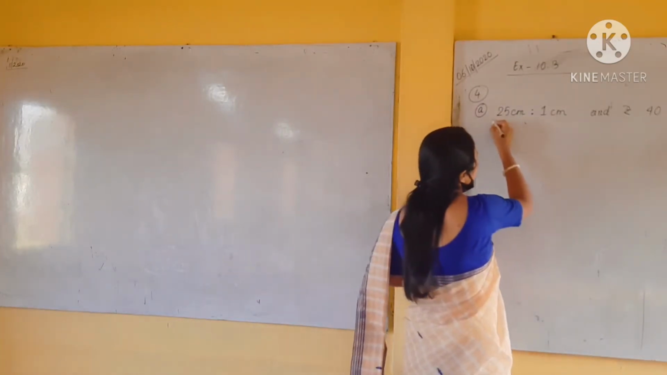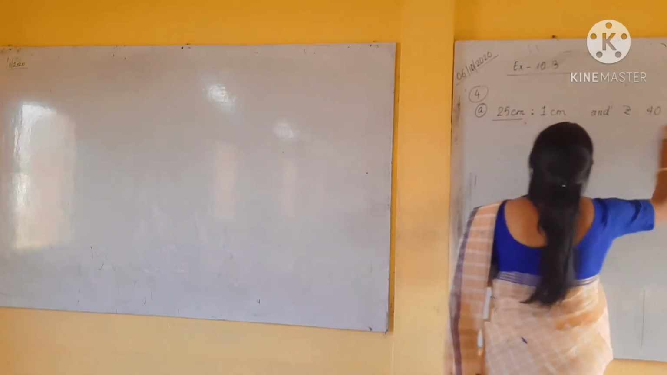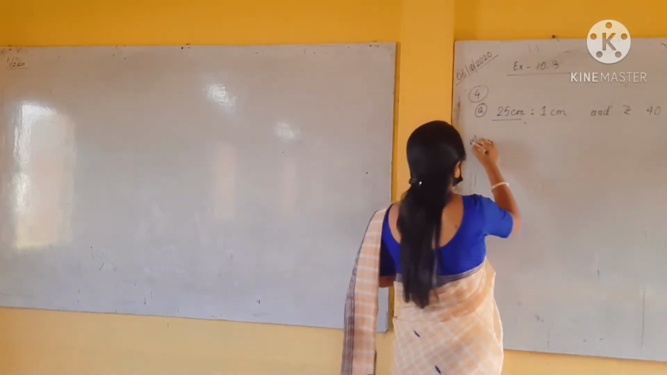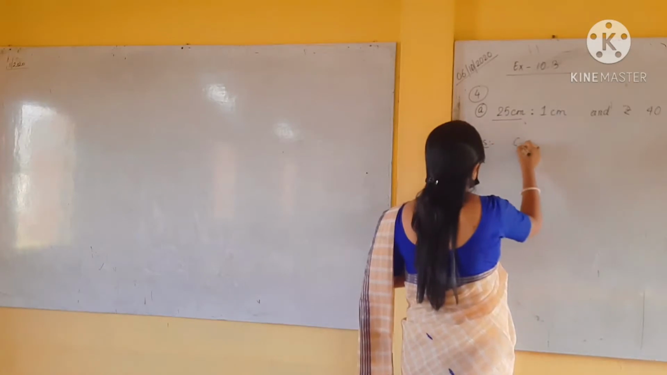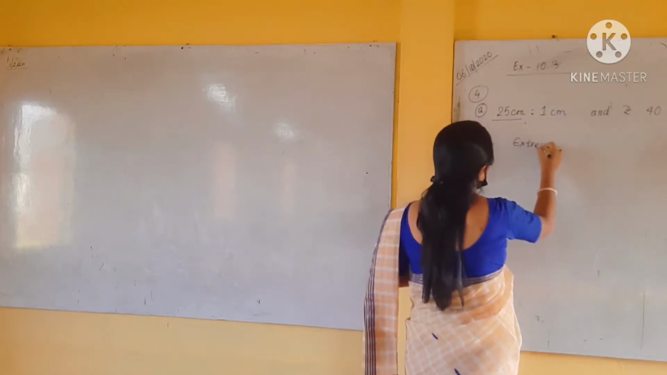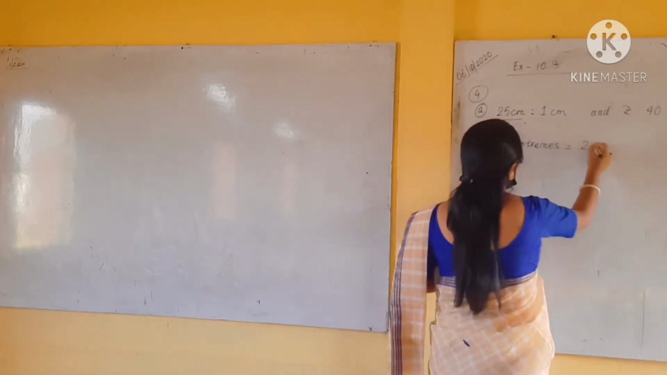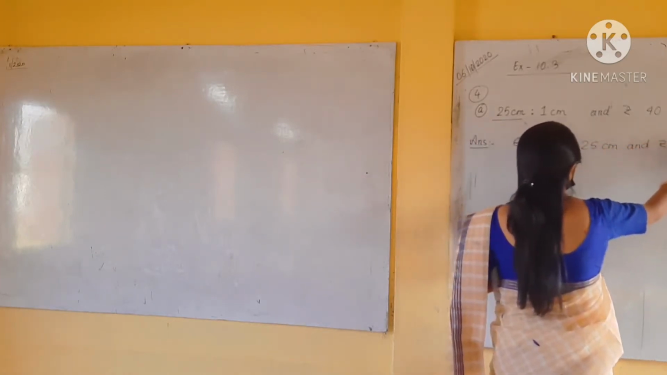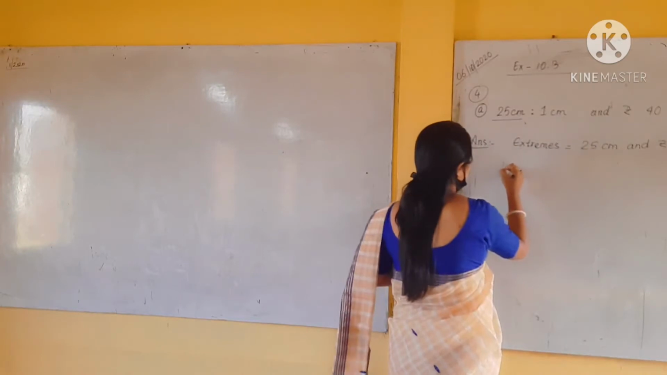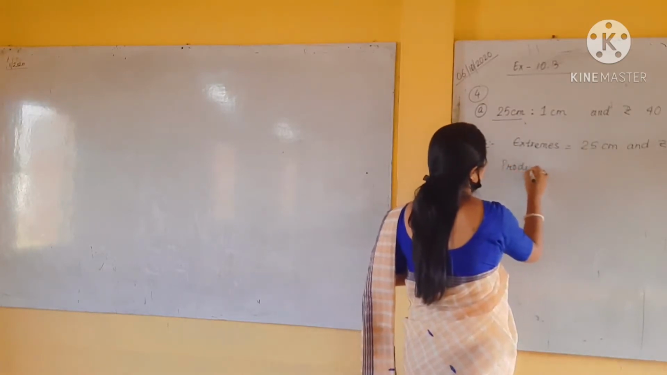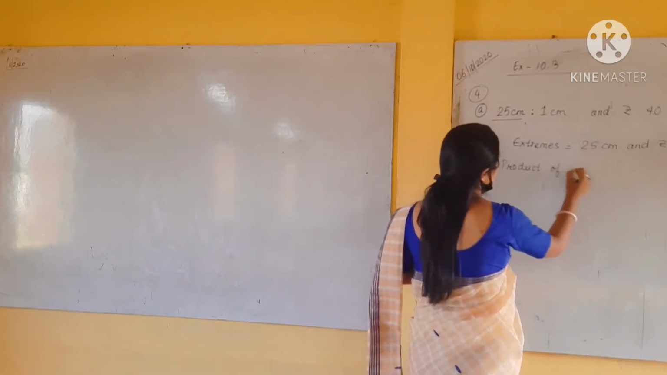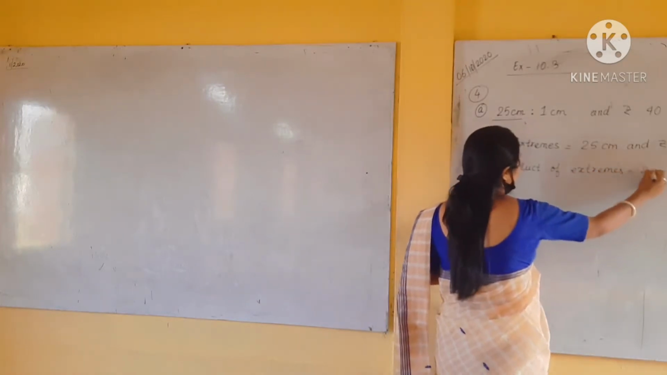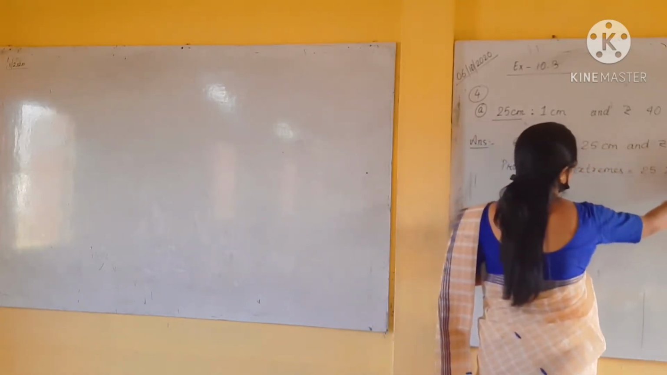See, these are extremes, the last one and the first one. So in the answer we will write: extremes are 25 centimeter and rupees 160. We will multiply the extremes first of all. So the product of extremes will be 25 into 160.